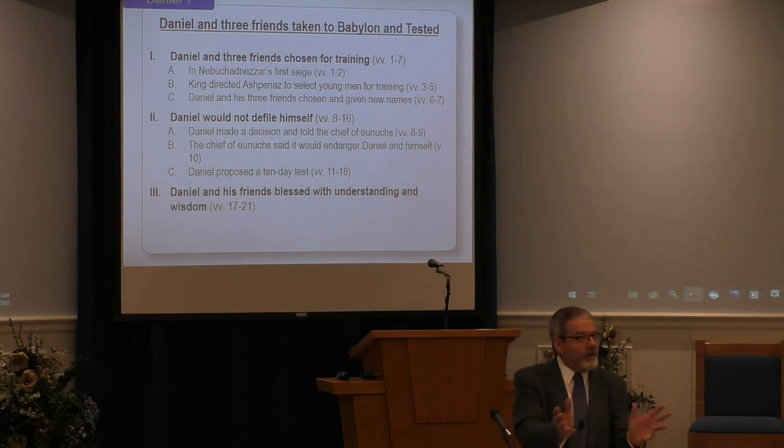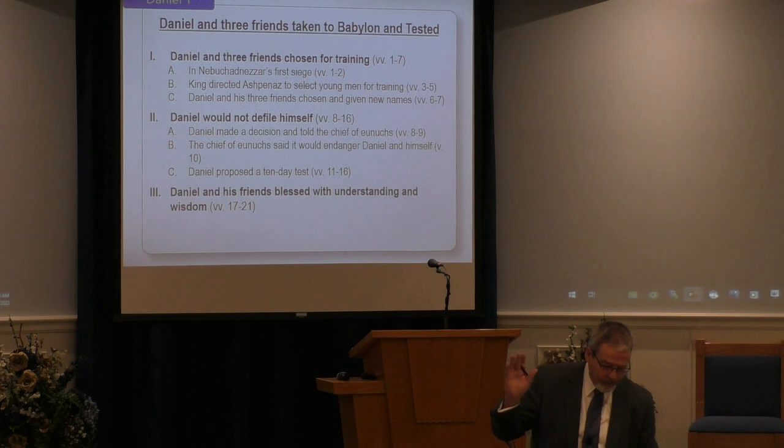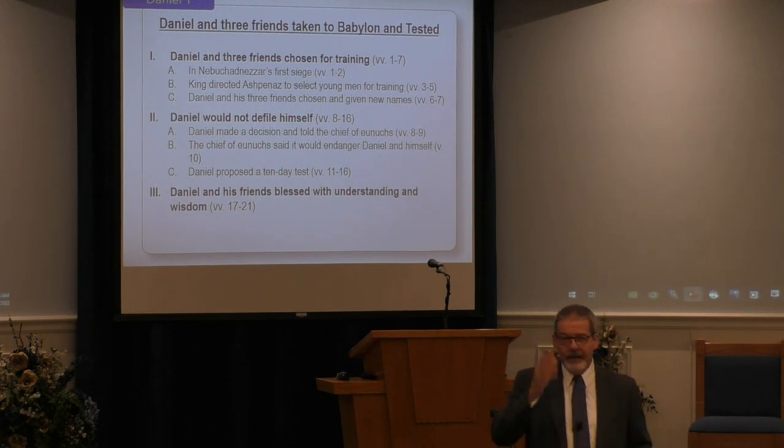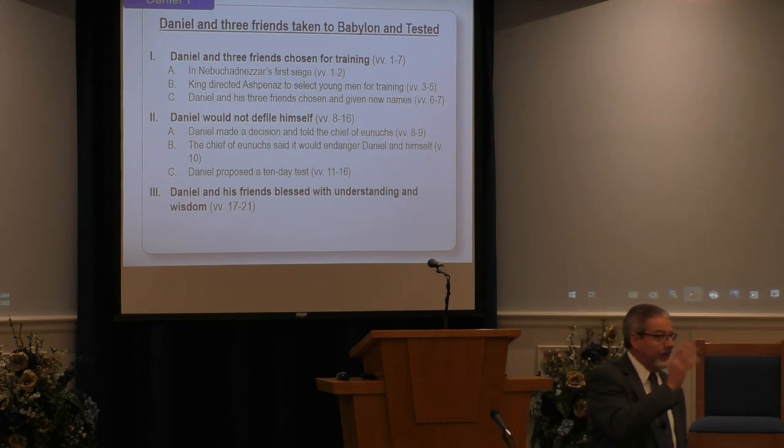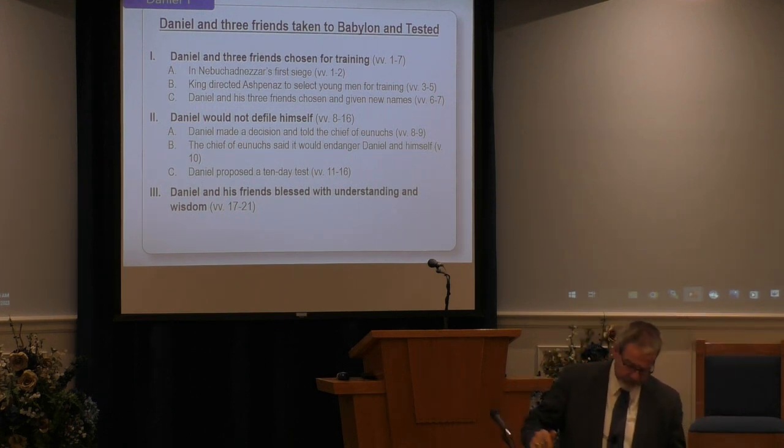So we're going to give them 3 years of indoctrination, and we're going to give them new names. And from this point on, we're going to call them by the name of some of our gods. We're not going to call him Daniel. We're going to call him Belteshazzar, so that he thinks he is Belteshazzar. He is named after a god foreign to him. And so they gave them names.